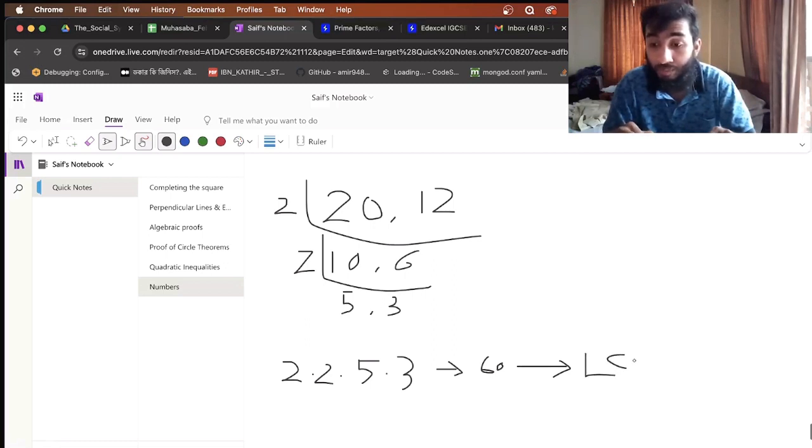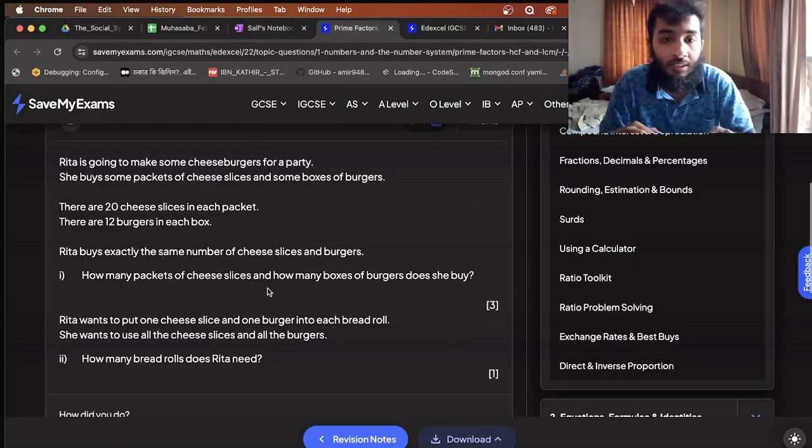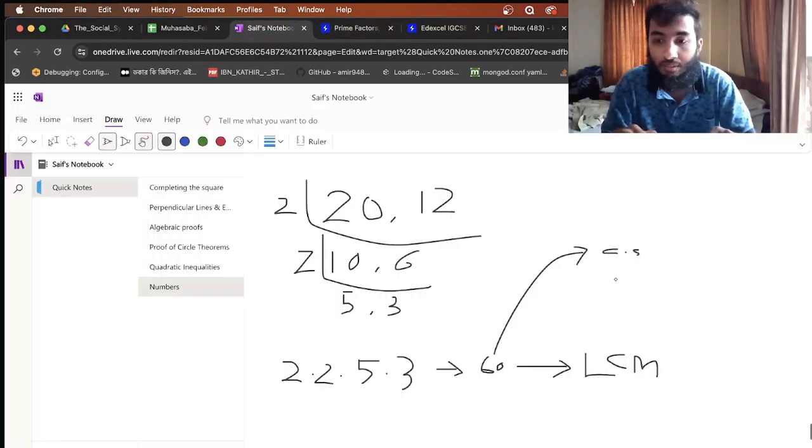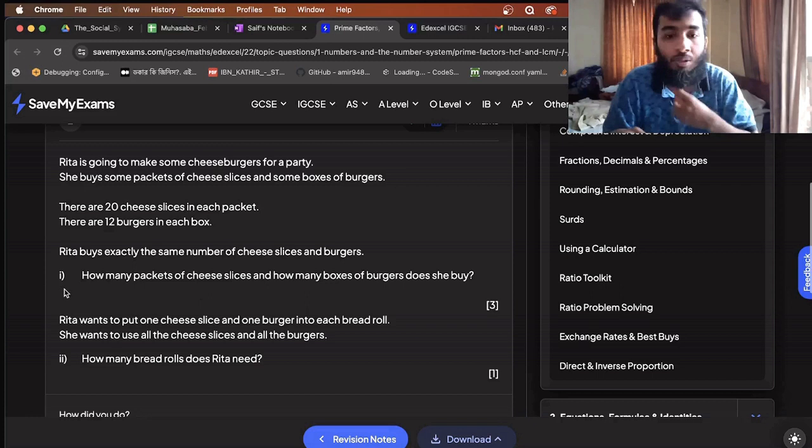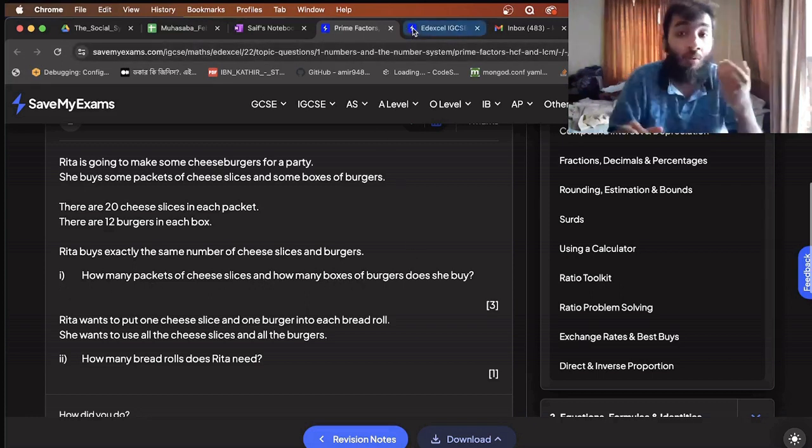So Rita needs 60 cheese slices and 60 burgers. So the question for the first query is, how many packets of cheese slices and how many boxes of burgers does she buy?